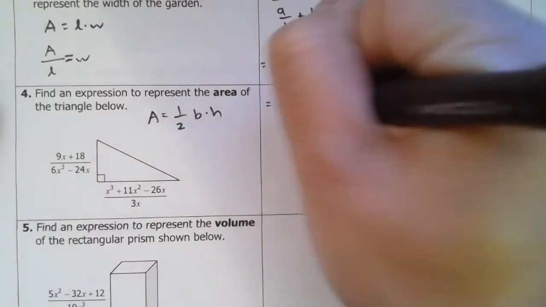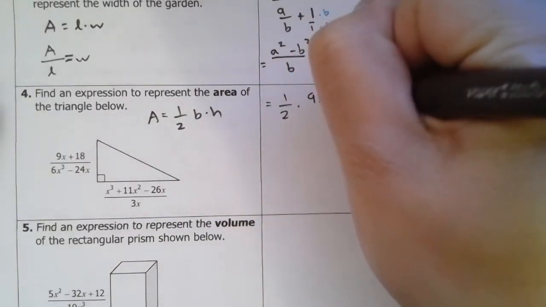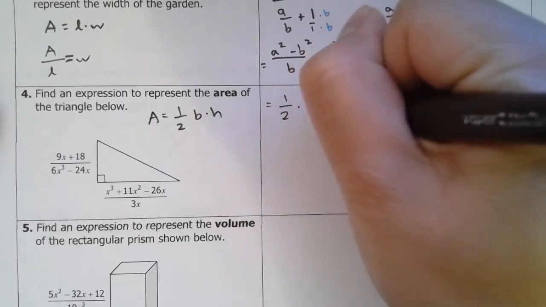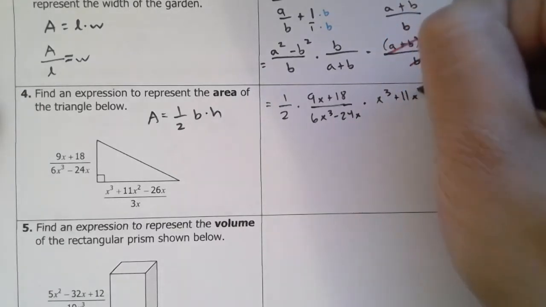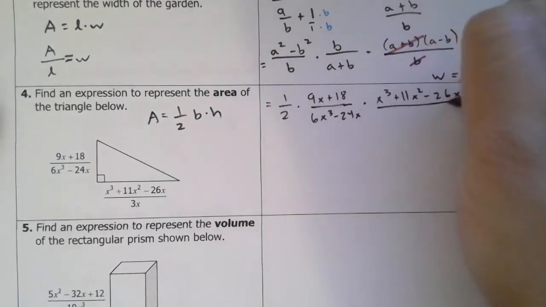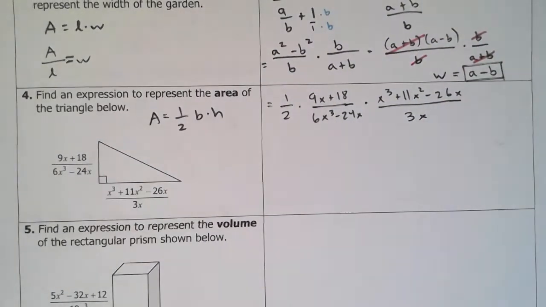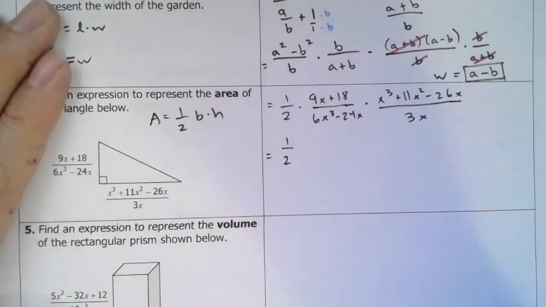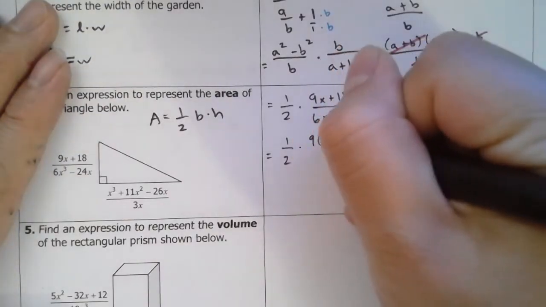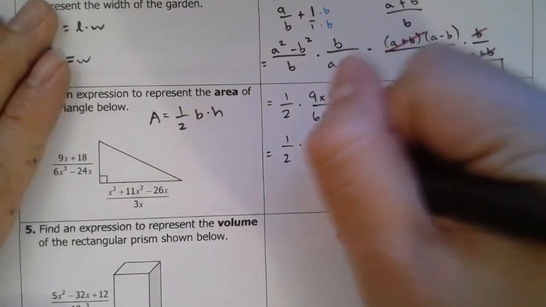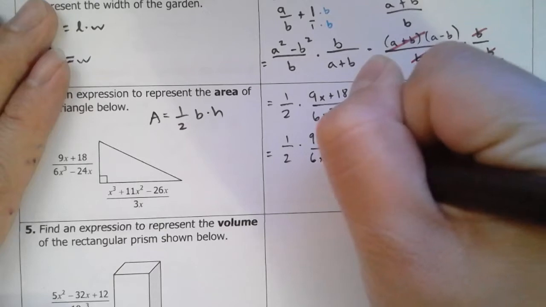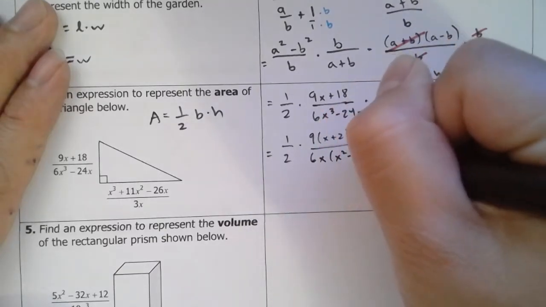So 1/2 times 9x plus 18 over 6x to the third minus 24x, times x to the third plus 11x squared minus 26x over 3x. Oh boy, so now let's simplify, factor out. I get 9 times x plus 2. For the denominator here, I'm getting 6. I can factor out a 6x. I get x squared minus 4.